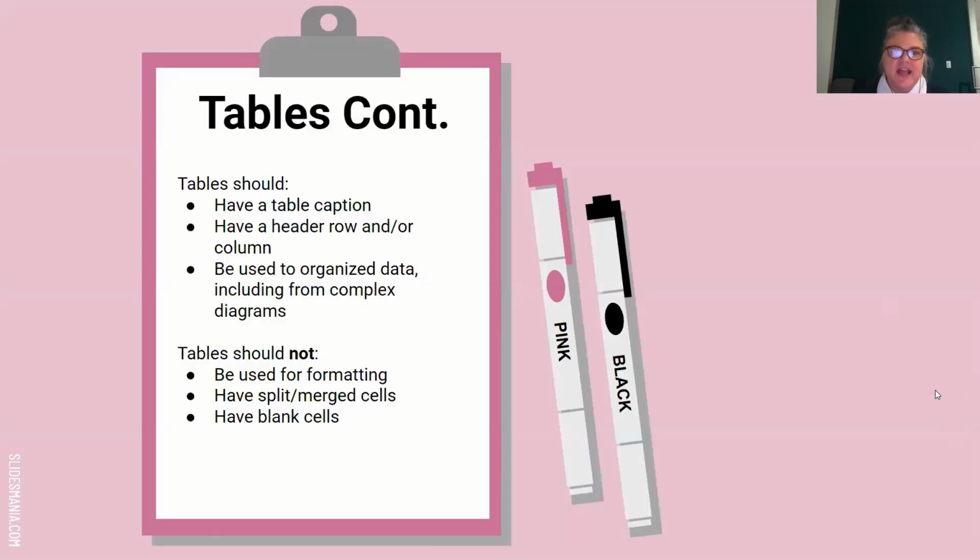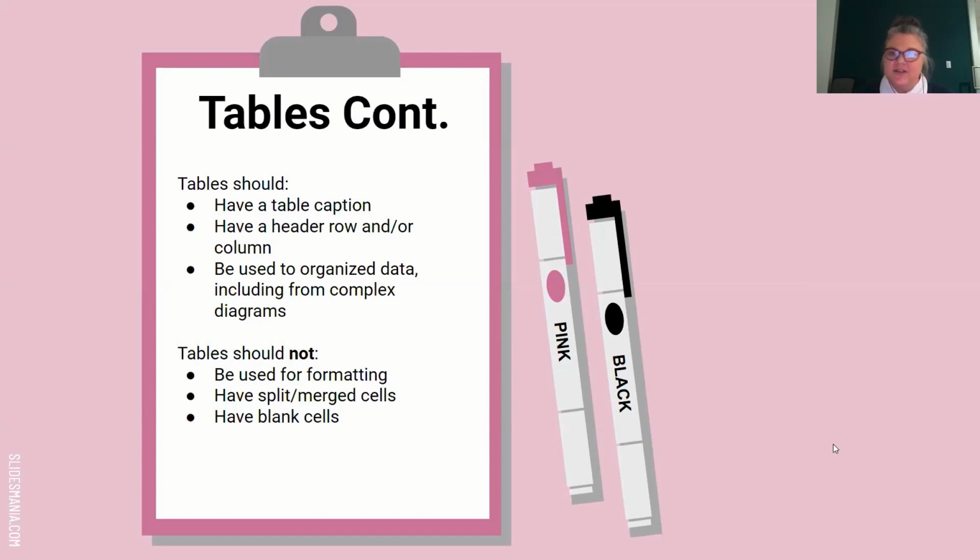So tables should have a table caption, also known as a table title. They should have a header row, a header column, or a header row and column, something that identifies and lets the screen reader know where to start. And they should be used to organize data, including those complex diagrams. One of the easiest ways to write alt text for complex diagrams, charts, and graphs is actually to provide the data table that you used to create the chart or graph.